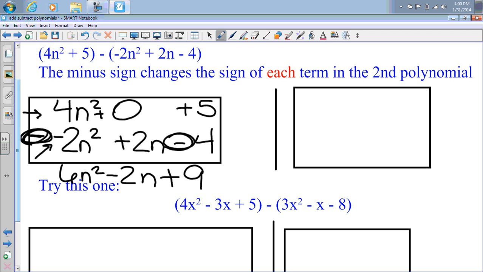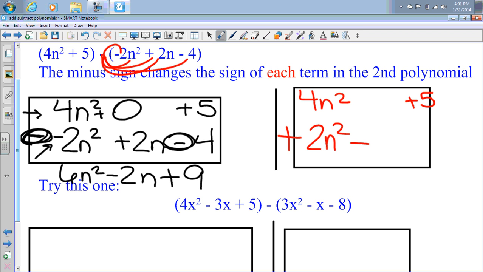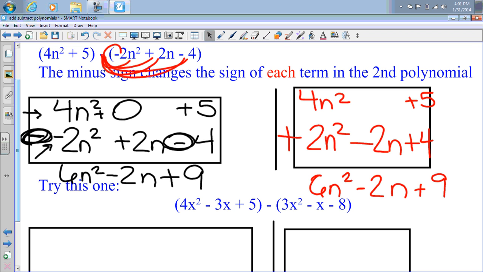I write it over here. This time if I were to distribute, I would have 4n squared plus 5 plus, remember subtraction is same as adding the opposite, negative 1 times negative 2n squared is positive 2n squared, minus 2n, and negative times negative 4 is positive 4. 4 plus 2 is 6n squared. Nothing plus negative 2 is negative 2n. And 5 plus 4 is positive 9. We got the same result both ways.